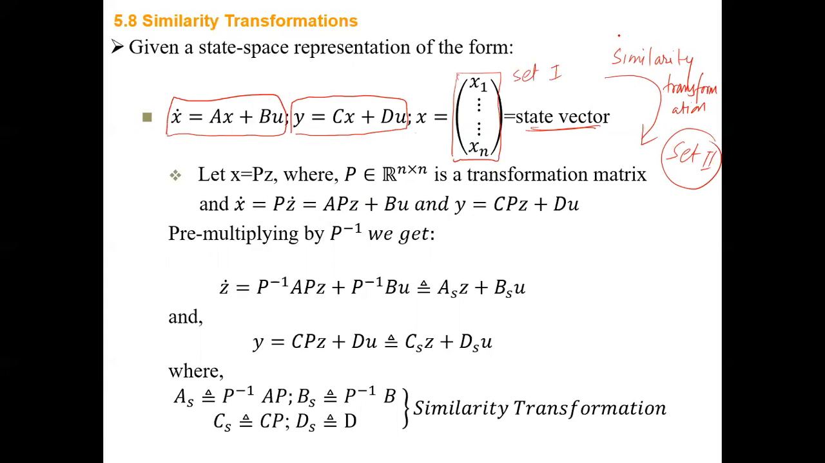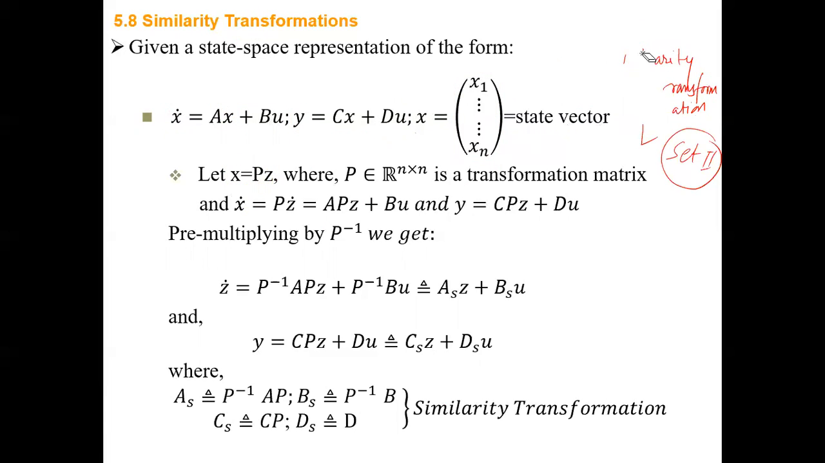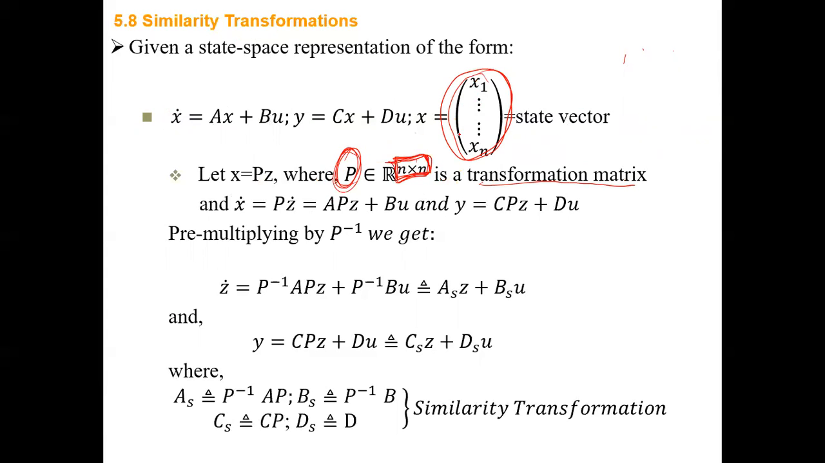To understand this route, let me write x equals Pz. P is a matrix, any matrix that is unknown right now. But that P is a transformation, and will be called the transformation matrix. This x is a vector having n components. That's why P has to be a square matrix, n by n. This P has n by n elements because your state vector has n components, 1 through n. There is no doubt.